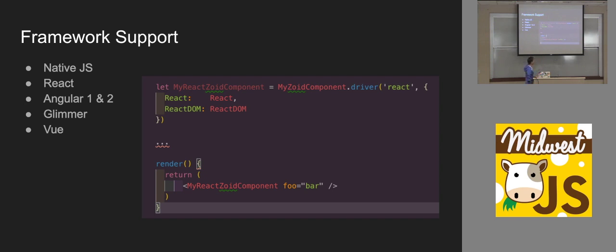And a quick example, just using the React example, is you would create something, so my Zoid component.driver, and you would give it like Angular, React, whatever. And then in some cases, there's additional properties that you can give. So for React, you can give it React DOM. And then when you decide to render your component, in React, it's render, and then you return my Zoid component, it will have compiled it correctly for React versus just doing it natively. And that will work for all of the frameworks above, and we can actually quickly look at an example of what that'll look like for the other ones as well.